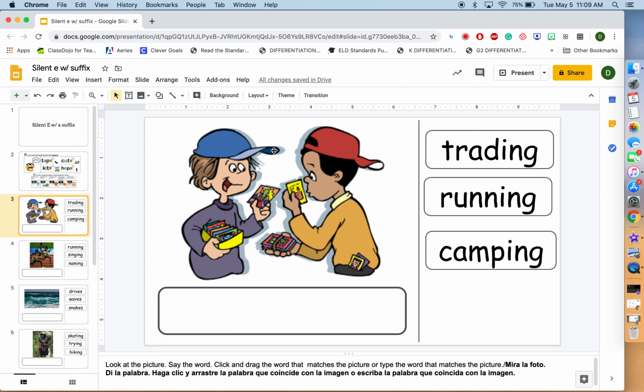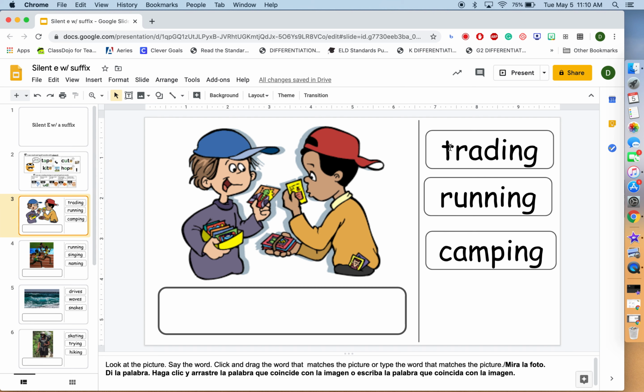Okay, the picture, I'm going to read the picture. I'm going to say the word that I think it is. And then I'm going to drag or type the word that matches the picture. These kids are trading cards. So I'm going to look for the word trading.